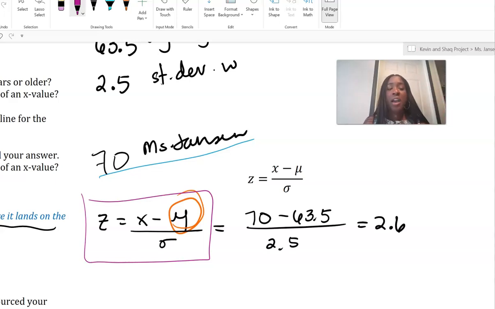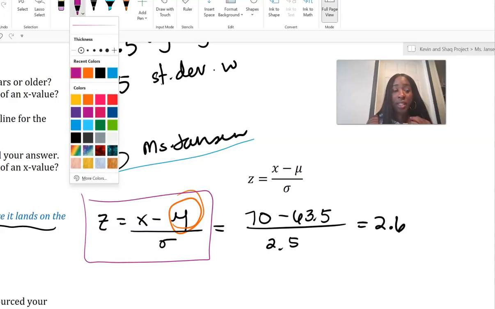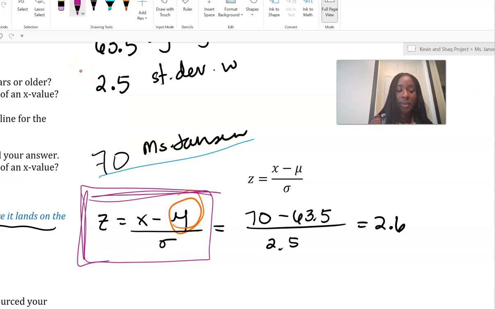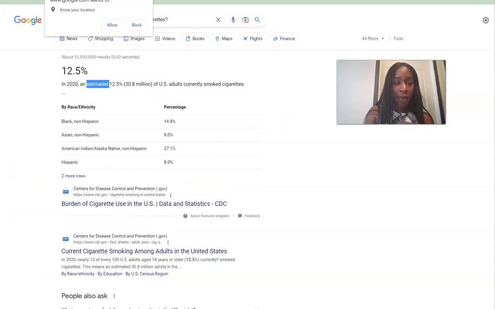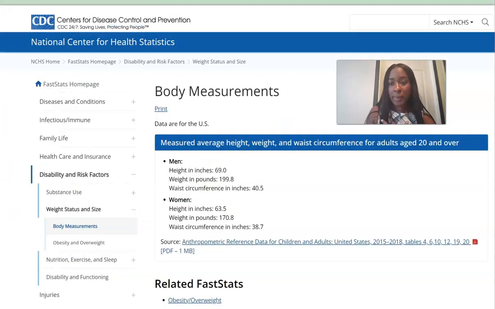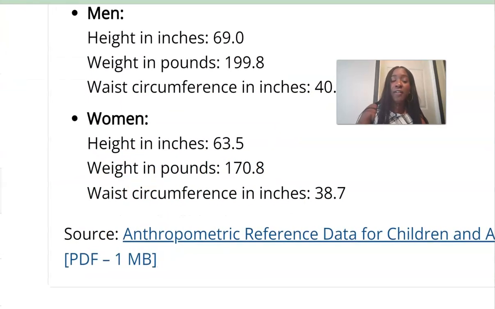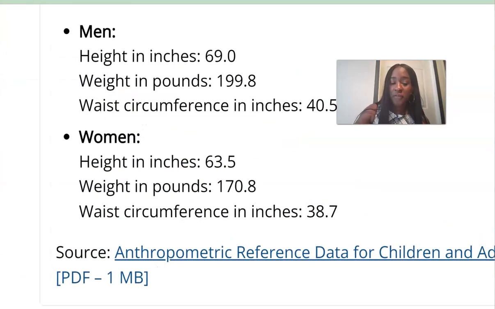To convert my x score of 70 to a z-score, I had to use this formula here in this box. The formula is x minus mu over sigma. Remember what these things mean. Mu represents the population mean. And I used the population mean of 63.5. I used that because that is the number that I got from the link that I put on Moodle for the average height of women in America, 63.5 inches.